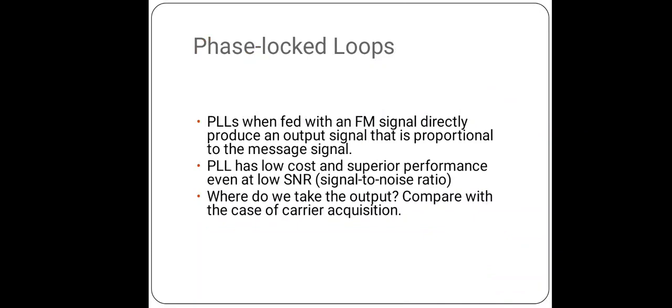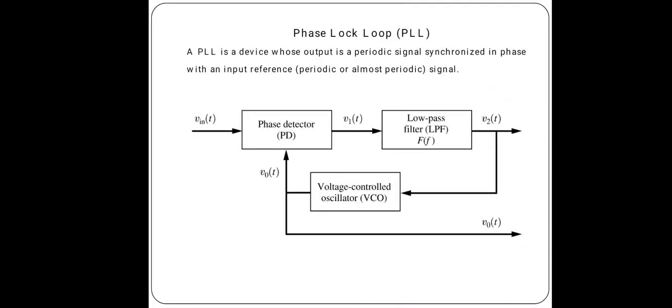Phase locked loop: this is another method of FM demodulation, which is fed with the FM signal directly to produce an output signal proportional to the message signal. The PLL has low cost and superior performance at low SNR. We take the output and compare it with the case of carrier acquisition. A PLL is a device whose output periodic signal is synchronized in phase with the input reference. The input is given to the phase detector, and the low pass filter cuts off the high frequency signals and passes only the low frequency signals, and the voltage controlled oscillator output we are connecting as feedback to the input.